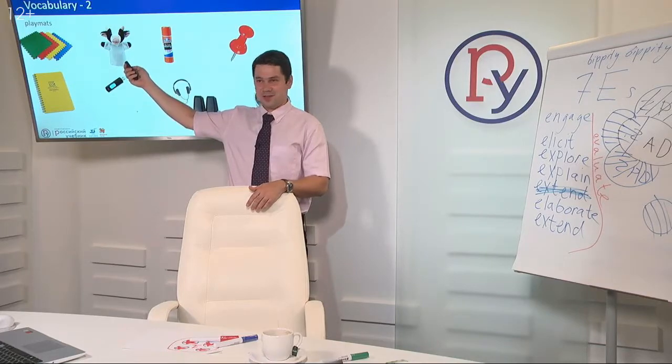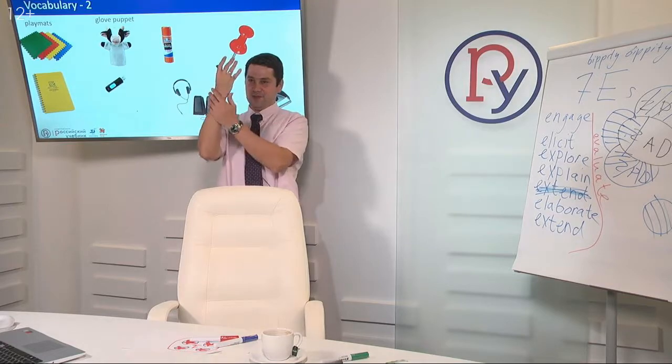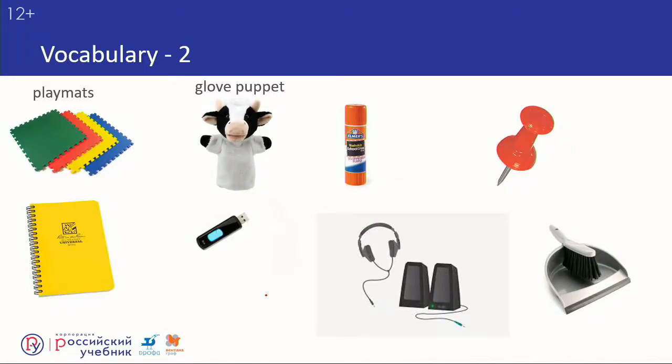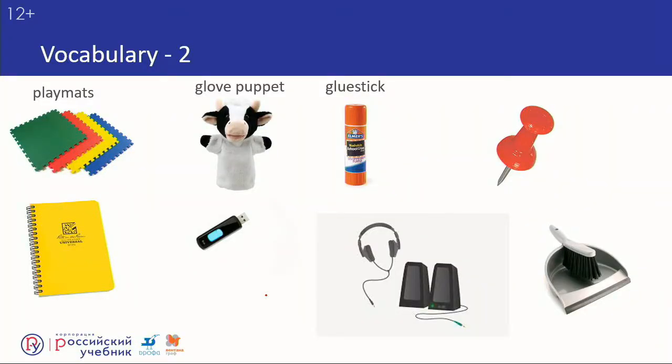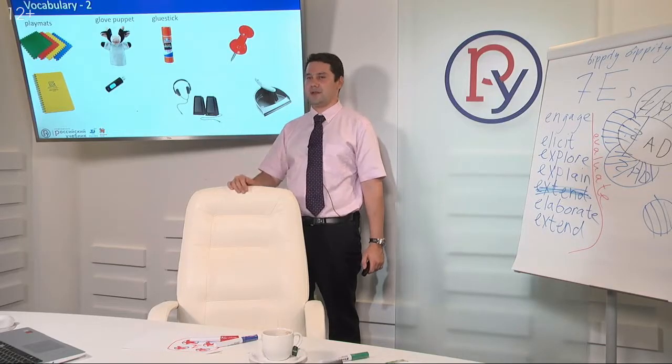This is not just a toy and not a doll. This is a glove puppet, right? Glove and puppet. Overall, whatever toy you can use for theatrical purposes, you usually call it a puppet. You have finger puppets, you have glove puppets, and then other puppets as well. This is a glue stick. I hope this is the most straightforward thing.